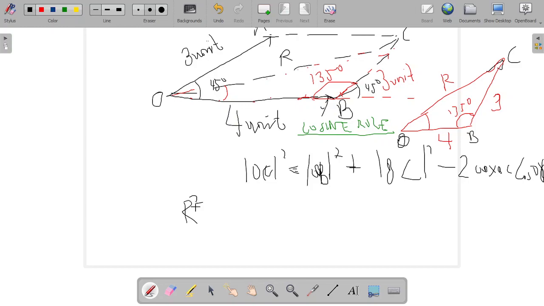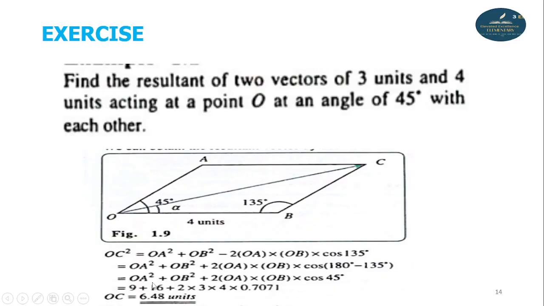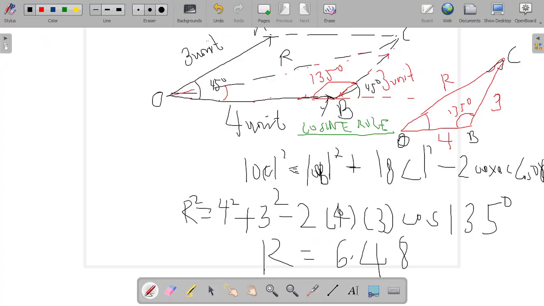So we actually have to solve this. Having solved that, we get 9 plus 16, which is the squares of these, plus 2 times 3 times 4 times cos 135, which is also equal to 0.0701. So you get 6.48 units. Then the resultant is equal to 6.48 units. What we have actually gotten now is the magnitude only, which is 6.48.